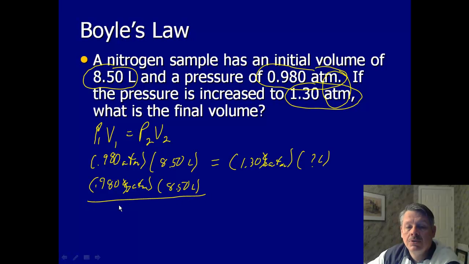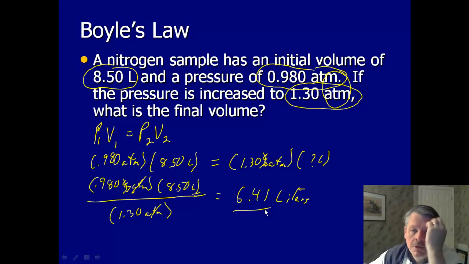8.50 liters. When you're doing this, make sure you write down the units. What you should notice is you've got atm here and atm here, and they cancel, and you're left with liters, which is the answer that you want. That really helps you make sure that you didn't mess up as you went through this. So your answer here is going to be 6.41 liters. Notice I have 3 sig figs in all my numbers, so my answer has 3 sig figs.